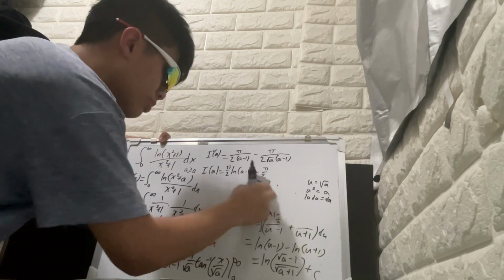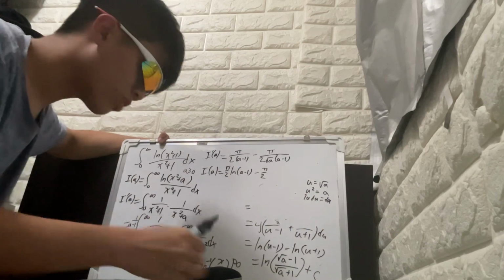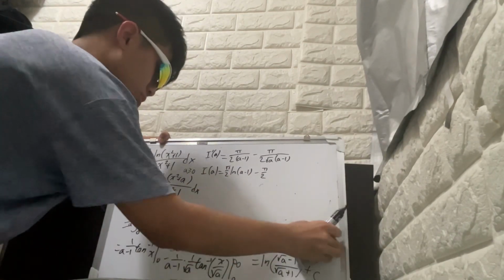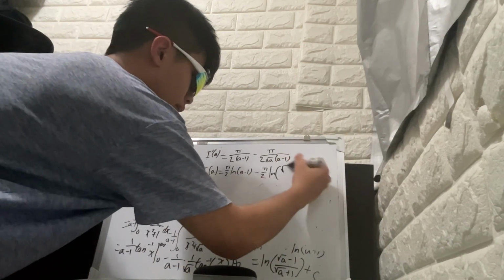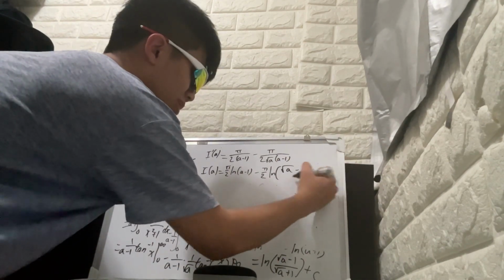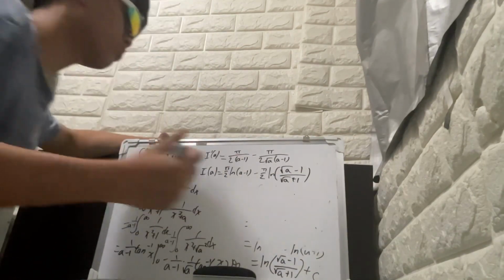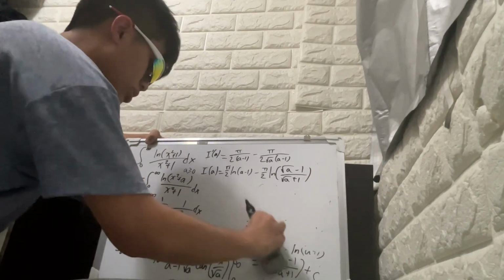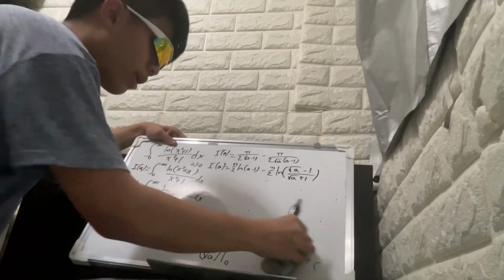let me just write down, this is equal to ln of the square root of a plus 1. We finish it. This is just ln of the square root of a minus 1 over the square root of a plus 1. It seems really crazy, but let me just continue, because we haven't finished yet, we can simplify more.